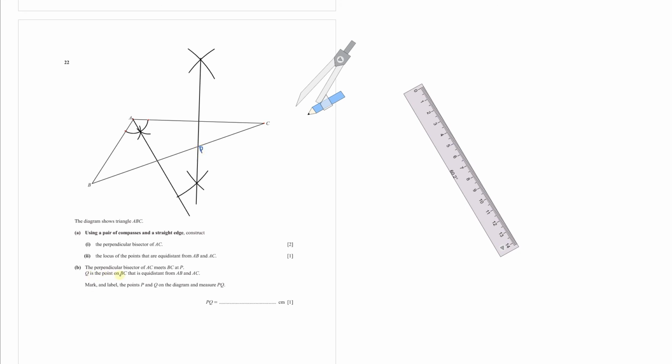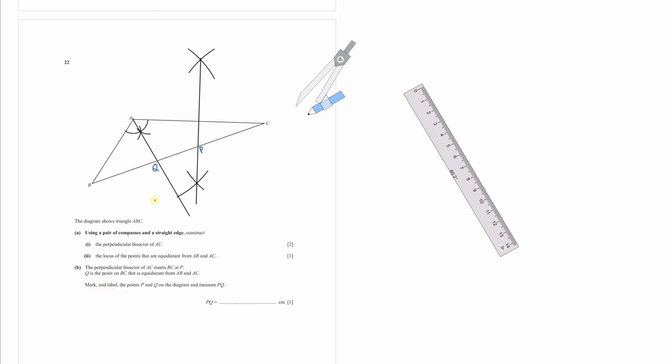Q is the point on BC that is equidistant from AB and AC. So Q is a point on BC, this line BC, which is equidistant from line AB and line AC. So that means Q also lies on this angle bisector, but Q is also on this line. So that means the intersection of these two lines, which is this point, this is Q.